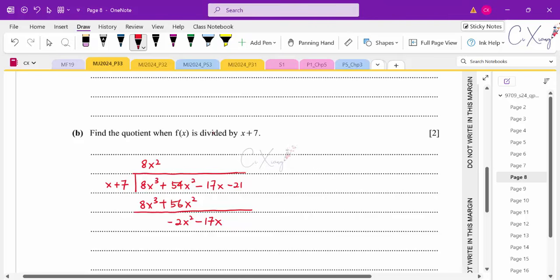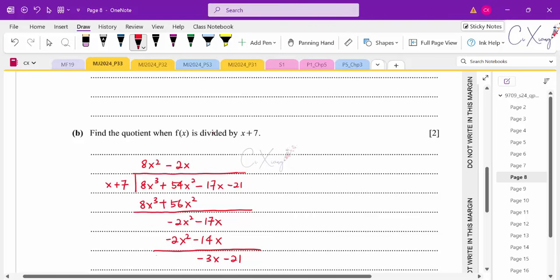So next one. For the quotient, something multiply with x to get negative 2x squared. So what's the something here? So the something here should be negative 2x. Negative 2x multiply with x, you have negative 2x squared. Negative 2x multiply with 7, you are having negative 14x. Then continue further, you are having negative 3x minus 21.